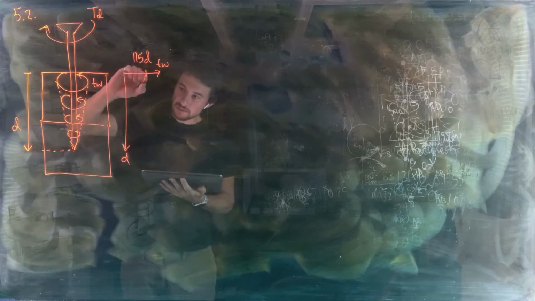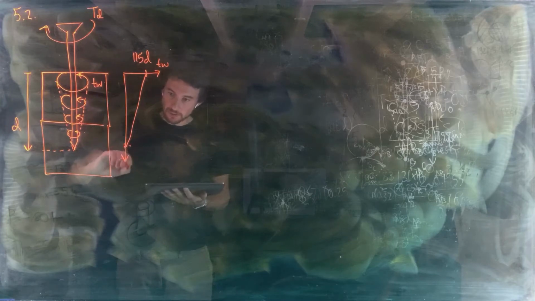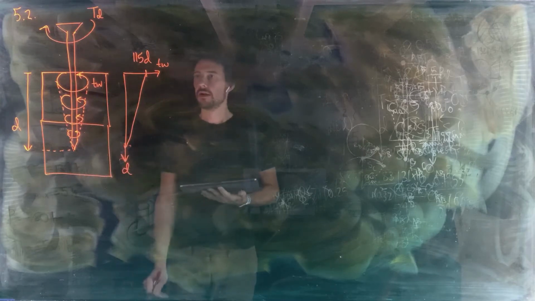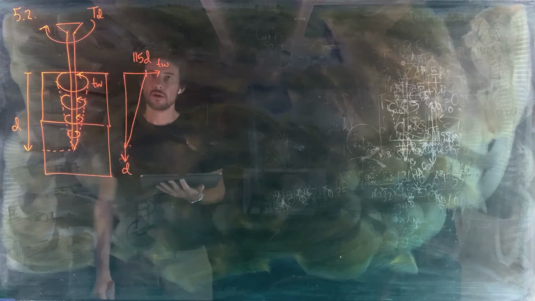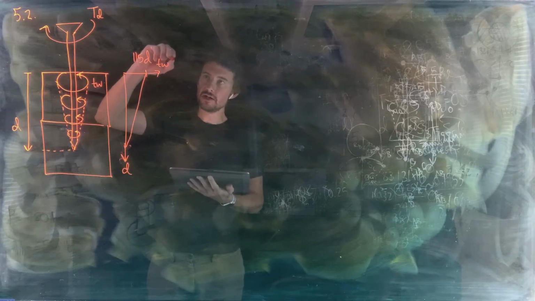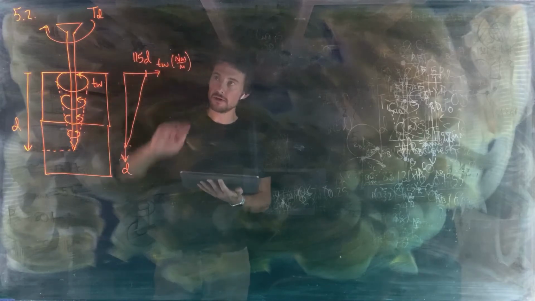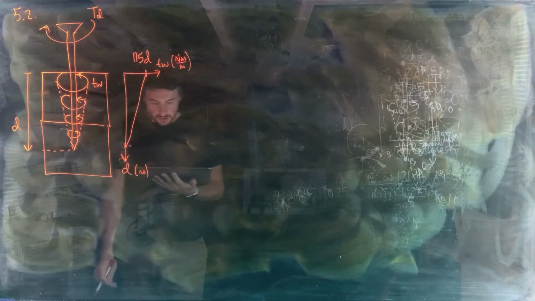And the magnitude decreases linearly, moving to the bottom of the screw. Okay, so here's D there. All right, so that's how T_W changes. And this is given in units of newton meters per meter, and this is in meters.